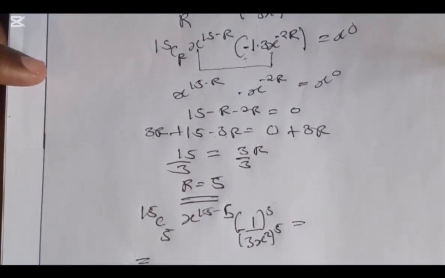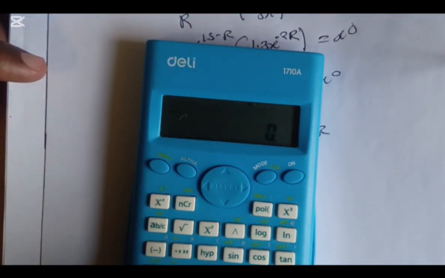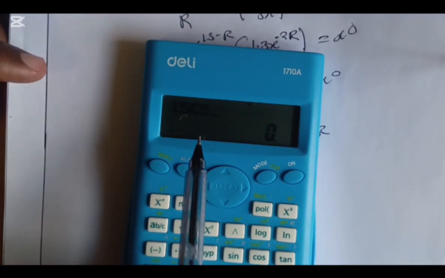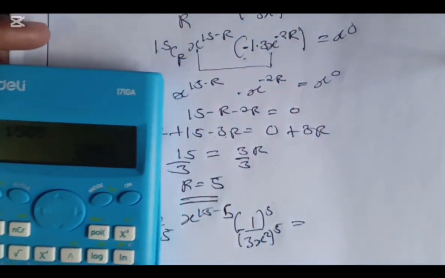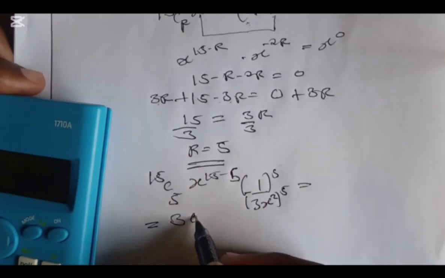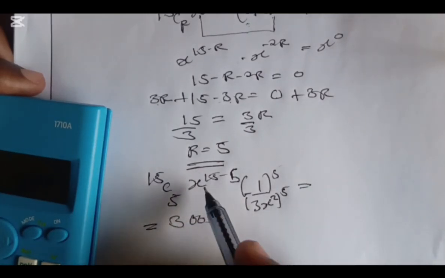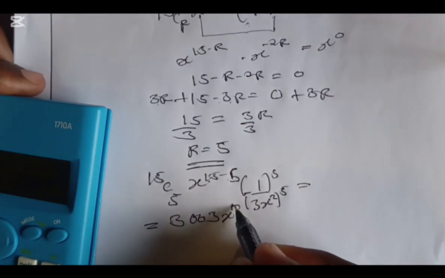Now, with a simple calculation, we have to have a calculator there. I hope you know how to use a calculator. So now what you have to do is punch 15. Then on the calculator, there is this function which is nCr. It's a combination. So you punch there, then you also punch the number 5. So this means 15 combined 5, we get 3003. So we have to write 3003. Then we know 15 minus 5 is 10, so this will give us x to the power 10.